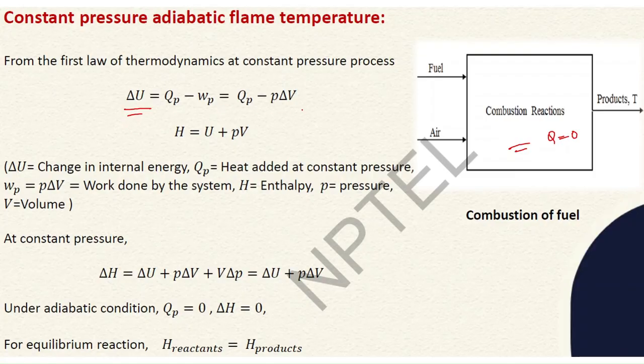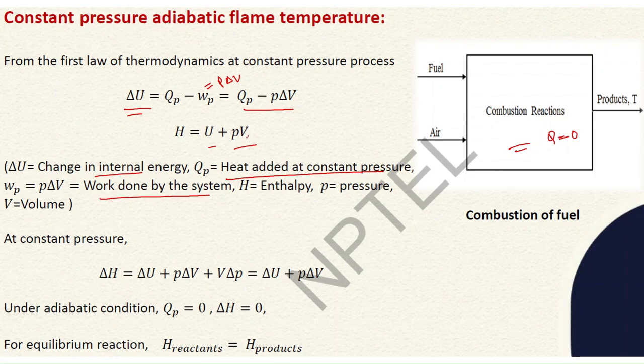Delta Q equals delta U, that is the change in internal energy, equals QP minus WP, where QP is the heat added at constant pressure, and WP is the work done by the system, which is taken as P delta V. And delta H, the enthalpy, equals internal energy plus P into V, which is the pressure into volume.